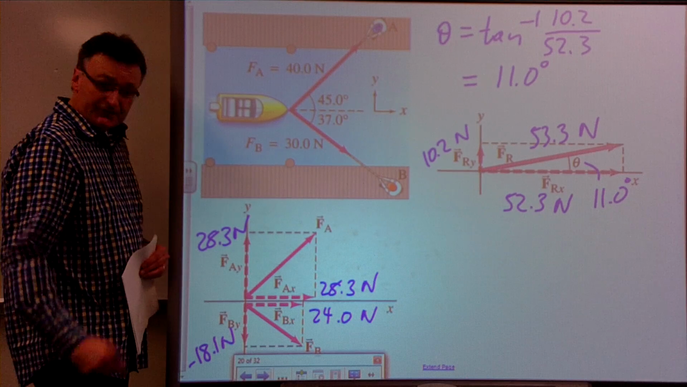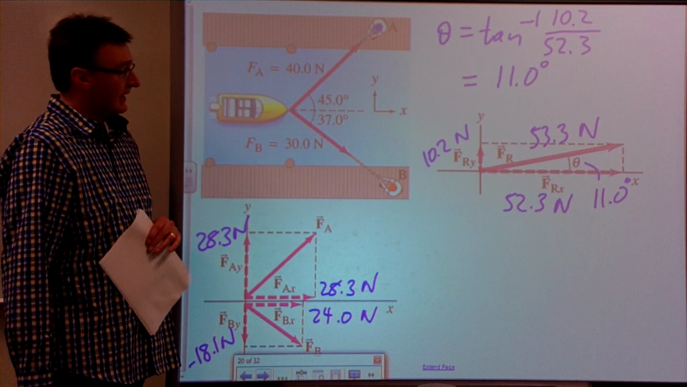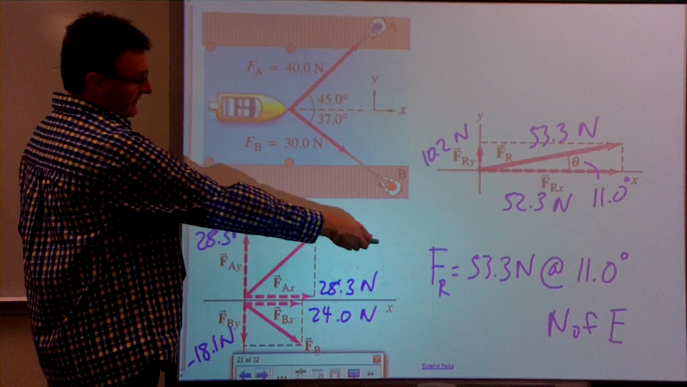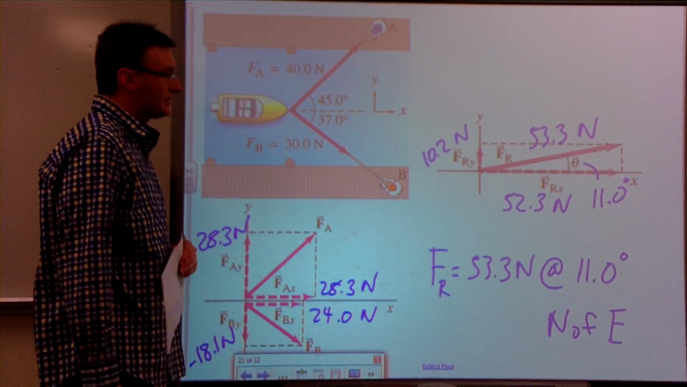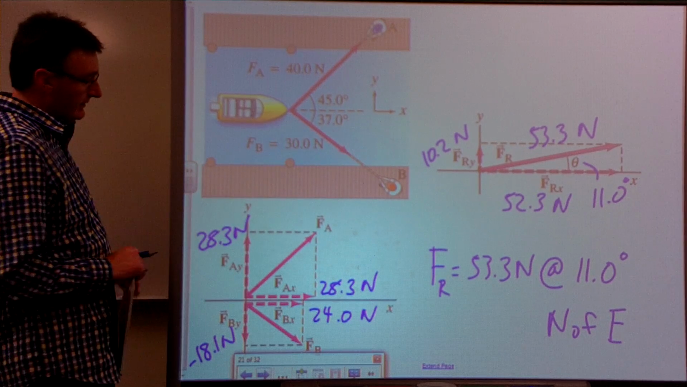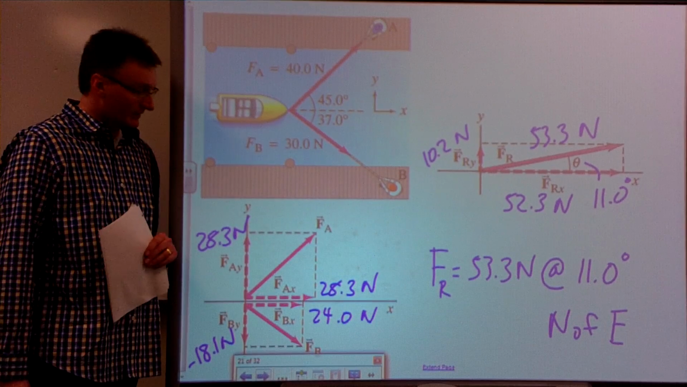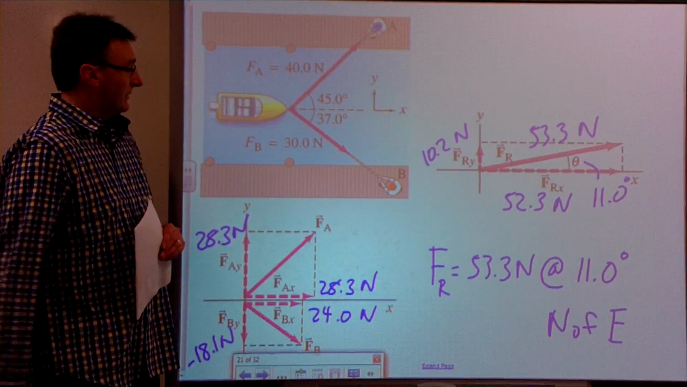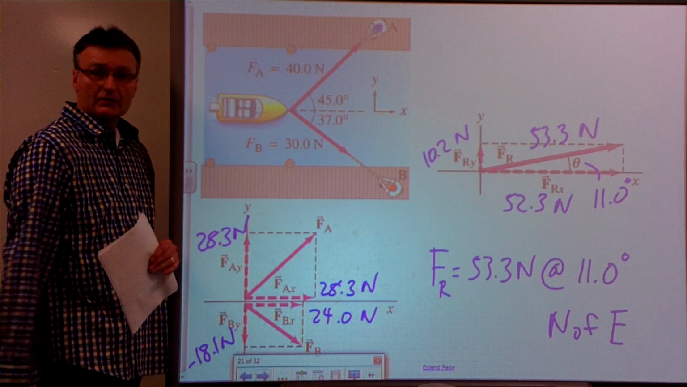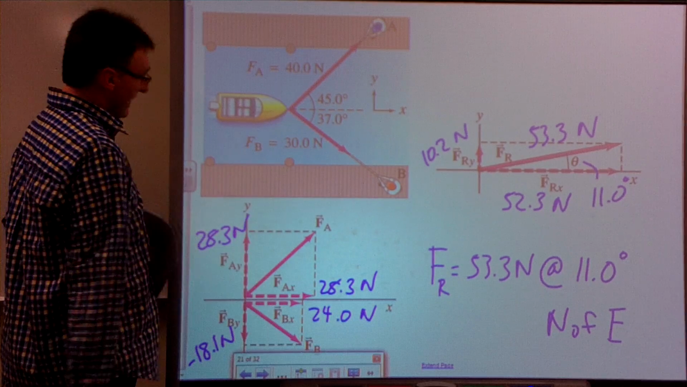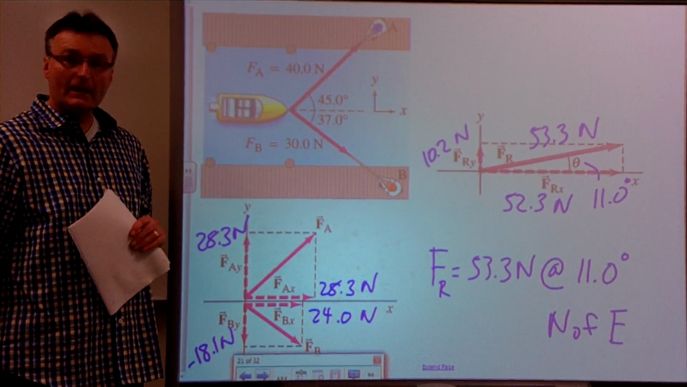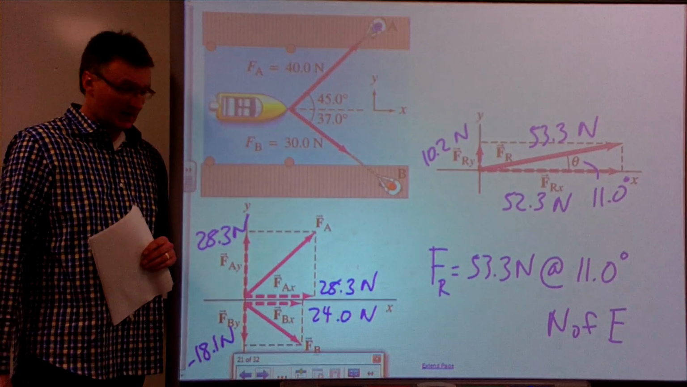11.0 degrees. So to express our final resultant force on the boat in polar form, that would look like this. The resultant force is 53.3 newtons at 11.0 degrees north of east. That's how, again, you want to express your final answer in polar form. So quite a few steps here, but once again, if you break it down into your x and y directions and make sure you have a good diagram for all your forces, then that really helps you in dealing with this kind of problem.